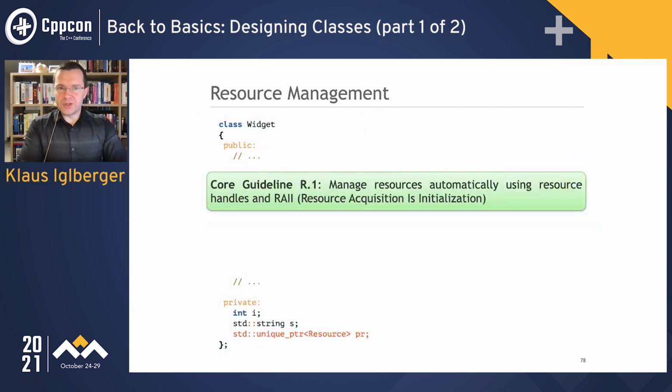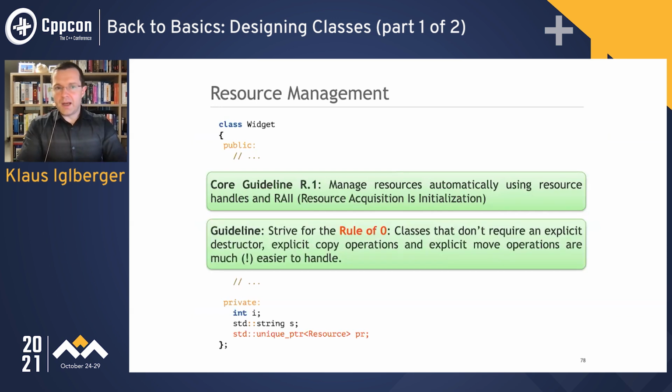However, going back to the code, that is what we should do. We should strive for the rule of 0. We should always strive to make things easy to handle. If you don't require to write any destructor or any other special member function, things are so much easier, including easy to change. However, as you might know, unique pointers cannot be copied.